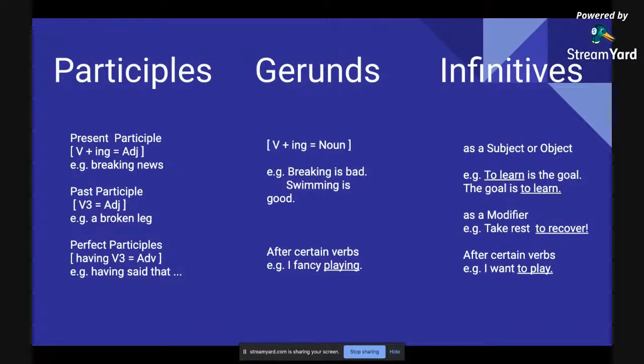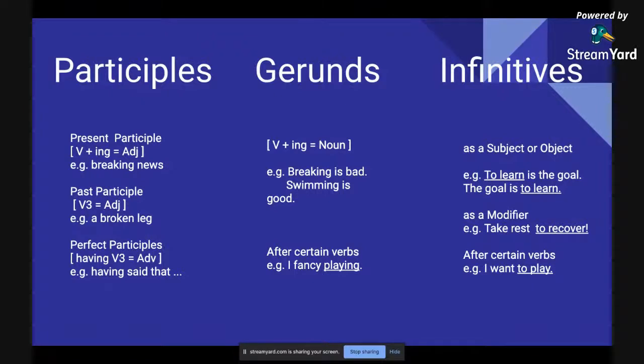A gerund isn't divided into any types. There is only one type of gerund, verb plus ing, which has to mean a noun. Now, gerunds can also be used after other verbs. For example, I fancy playing.